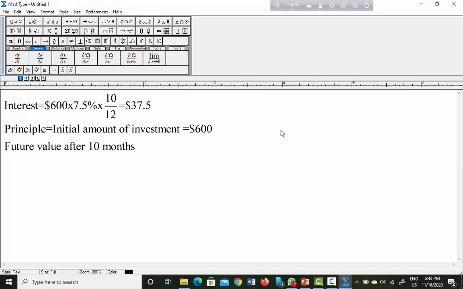So future value after 10 months, F will be equal to what? $600. That means after 10 months we will get $600 plus the amount of interest. So interest is $37.5. So that means we will get total $637.5. So that's the future value after 10 months.